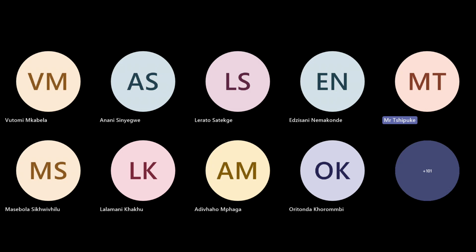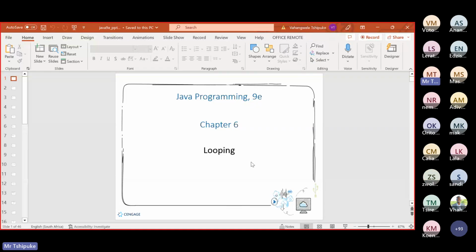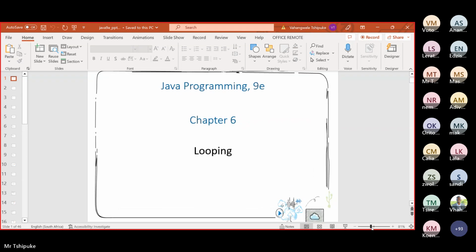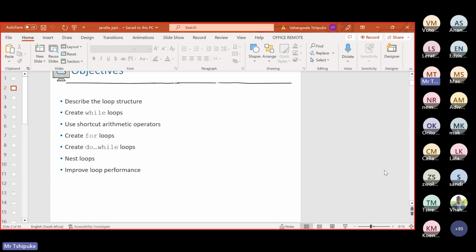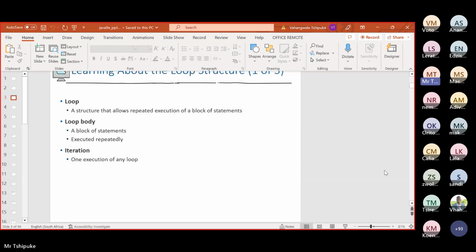You should be able to see my slides now about looping. You should be able to describe the loop structure, create while loops, use shortcut arithmetic operators, create for loops, and create do while loops. So a loop is basically a structure that allows repeated execution of a block of statements.